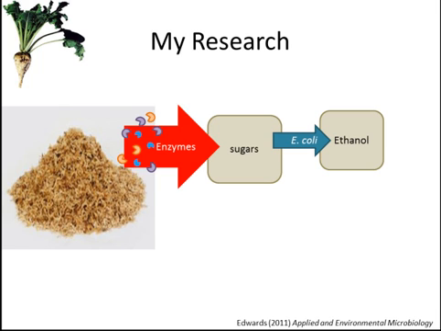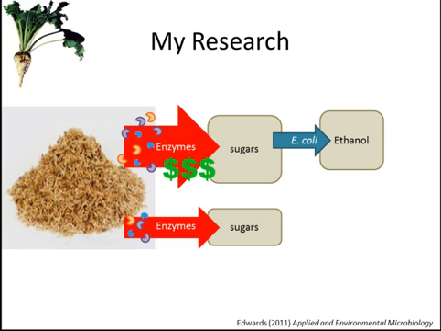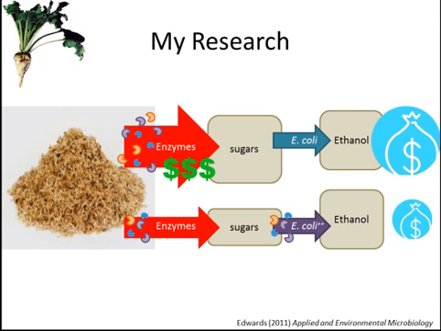One way to do this is by creating an E. coli that can make some of these enzymes itself. Let's see how that will look. We'll start by adding fewer enzymes, which means we'll release fewer sugars. But when we add our microorganism, this new E. coli, it will produce more enzymes and release more sugars from the chains. Therefore, we will get the same amount of ethanol for cheaper.